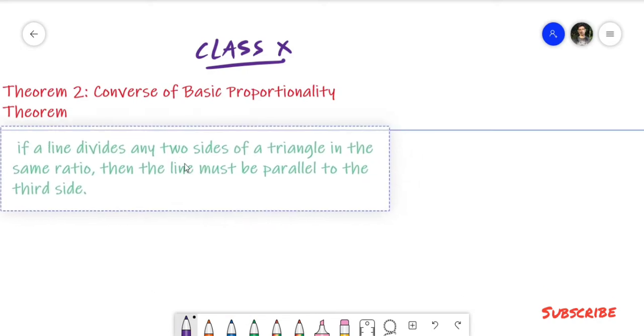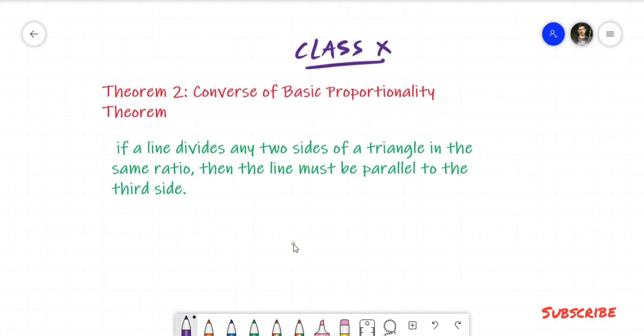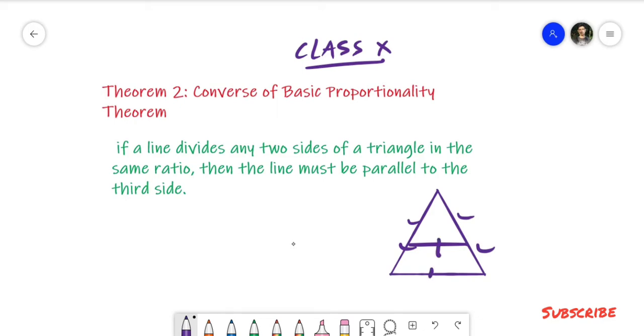You see, this is theorem number 2. If a line divides any two sides of a triangle in the same ratio, then the line must be parallel to the third side. Now they are saying the opposite of the other one. Earlier it was given that these two were parallel, but this time they are saying the ratio of these two is equal, and you need to prove this line is parallel to this. You need to prove this one.